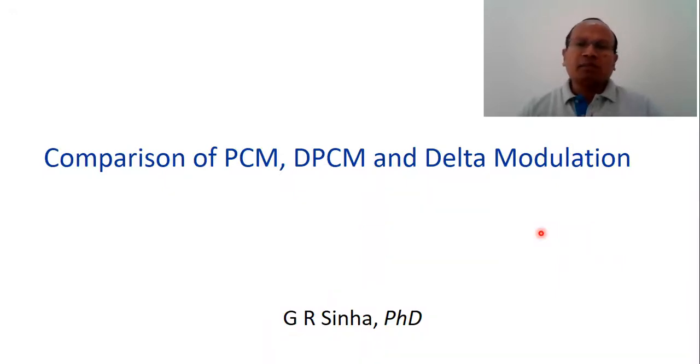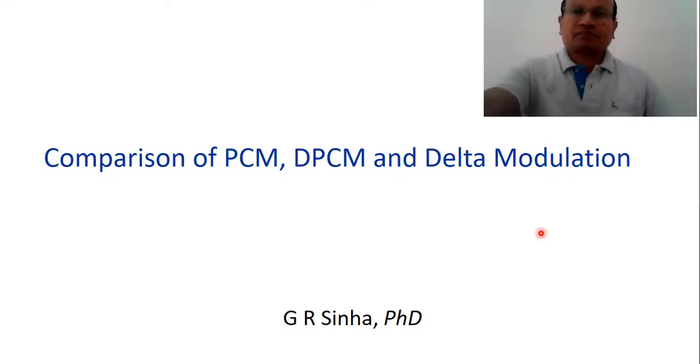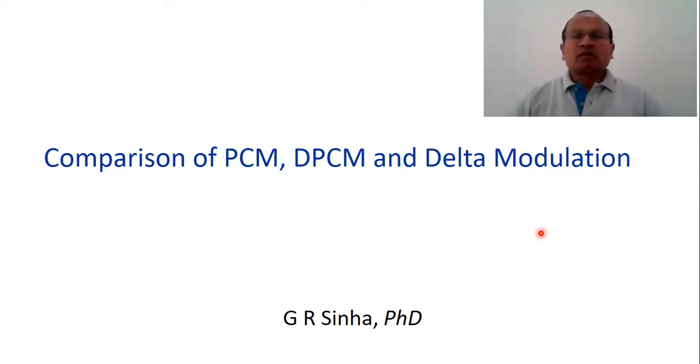Comparison of PCM, DPCM, and delta modulation. We know that under pulse modulation methods, PCM is a very important method of modulation that is used to convert an analog signal into a digital signal.